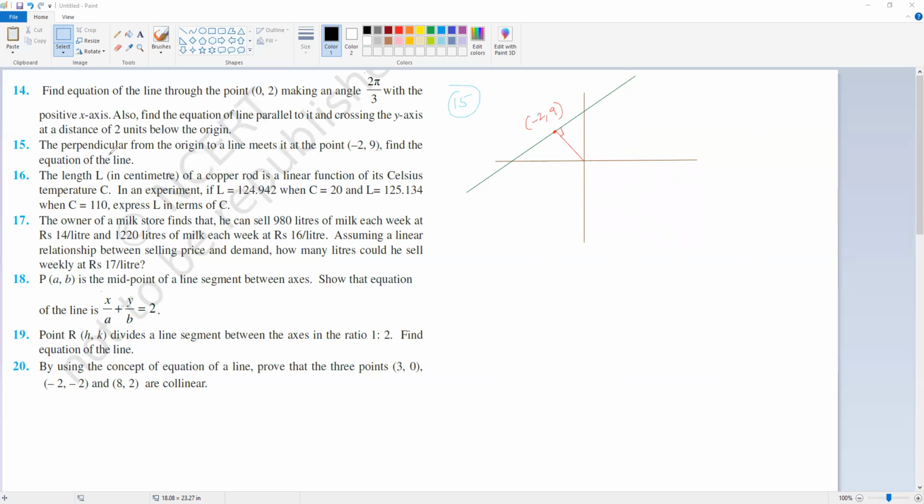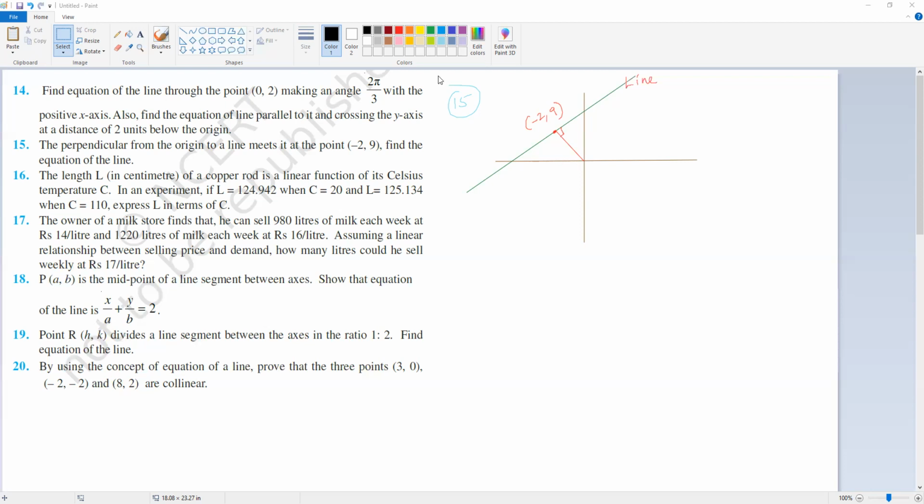The perpendicular from the origin to a line meets it at the point minus 2 comma 9. Find the equation of the line. So how will we do it? Tell me your idea. Sir, we can also do it using the point slope formula. We will have to use the point slope formula.